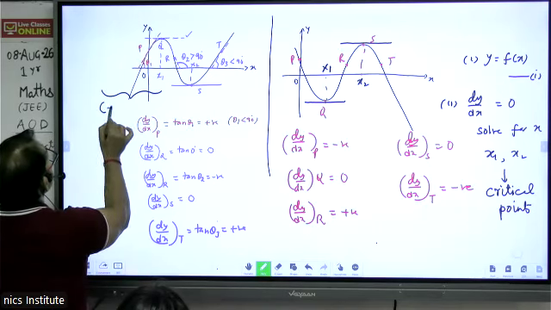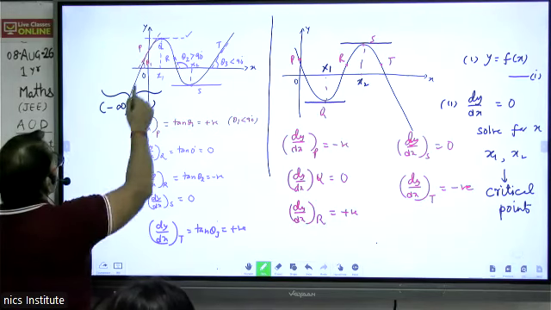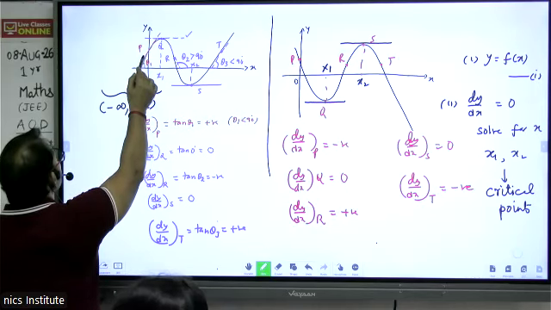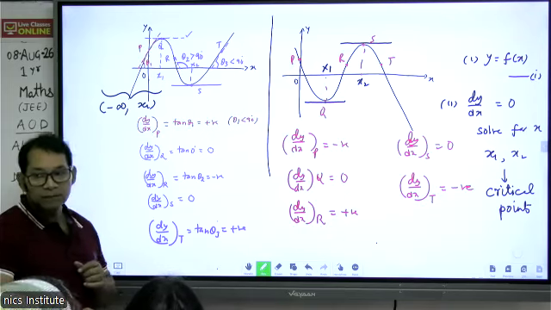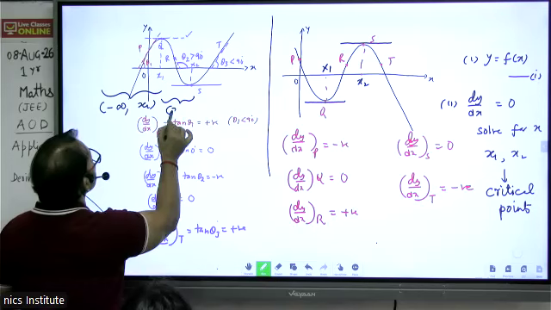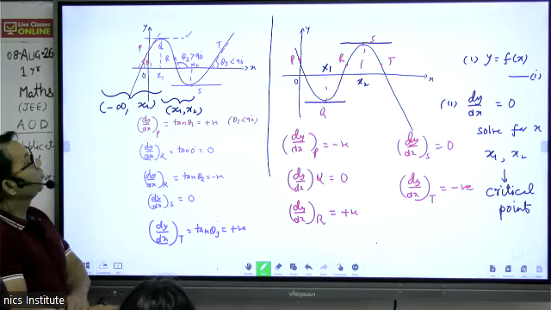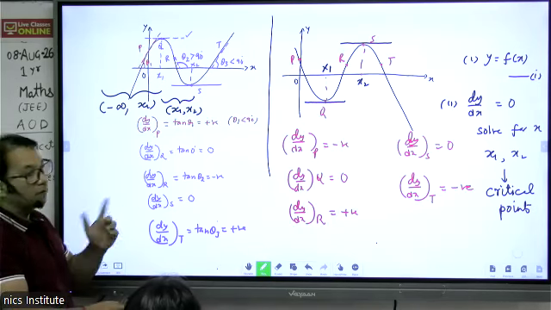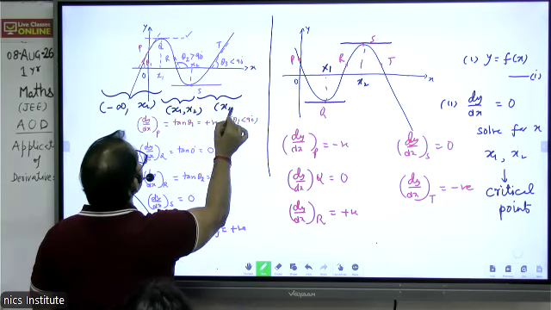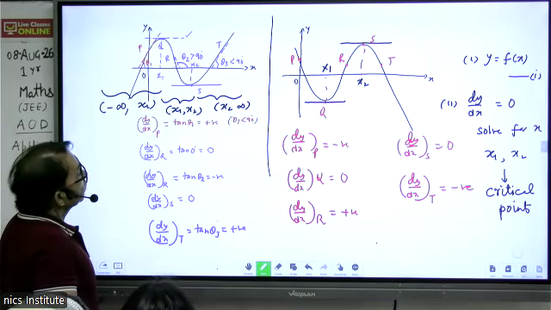It is minus infinity to x1. Everywhere, wherever you differentiate the function, dy by dx will be positive. Okay? The second interval is this. It is x1 to x2. In the entire interval, wherever you differentiate, dy by dx would be negative. That is, it is a decreasing function. And then the third interval, x2 to infinity. So everywhere derivative would be negative. Sorry, positive. Function is increasing.